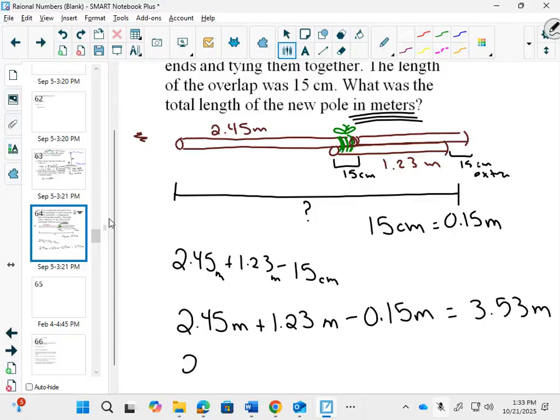But you could have done it as 245 centimeters plus 123 centimeters minus 15 centimeters and got 353 centimeters as well. But then you'd have to go to meters, and you have to move 2 decimal places over to change it back to meters. So it's kind of nice to do it in meters at the beginning, but then for sure you'd be like, I think I should use a calculator with all those decimal places.